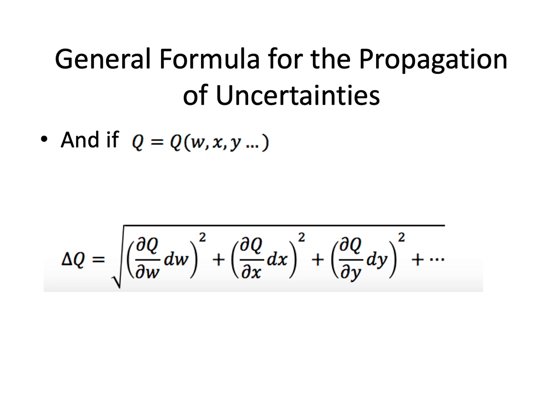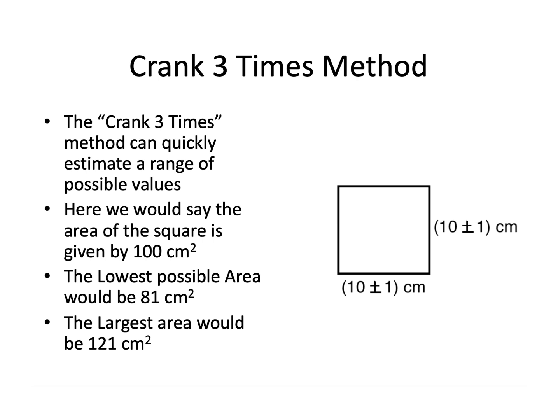There are ways in lab that we can estimate the uncertainties we have, and there are ways that we can do calculations so that we know what the uncertainty of our calculations are going to be. I've already showed you one of the ways that we can do that, and I've seen it called the crank 3 times method. So basically you have all your measurements and all their uncertainties, and you plug them into your formulas. You do it with the lowest possible value for each measurement, and then you do it with the biggest possible value for each measurement, and then you do it with the measurement itself, your best average of your measurements, and that's the crank 3 times.